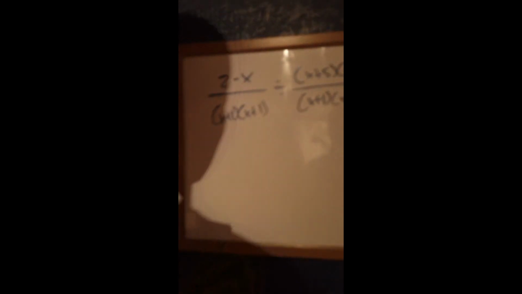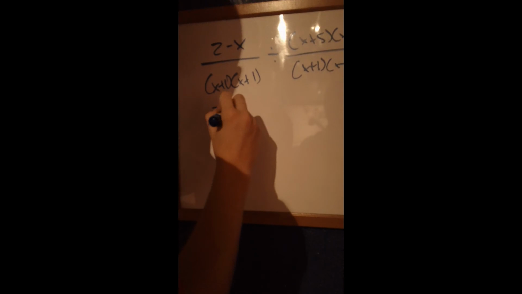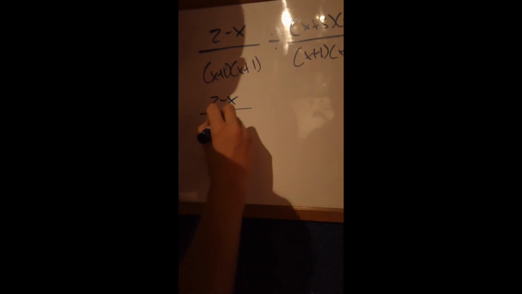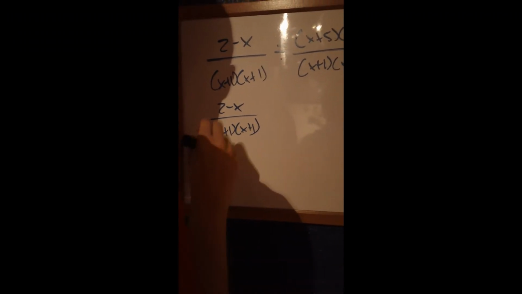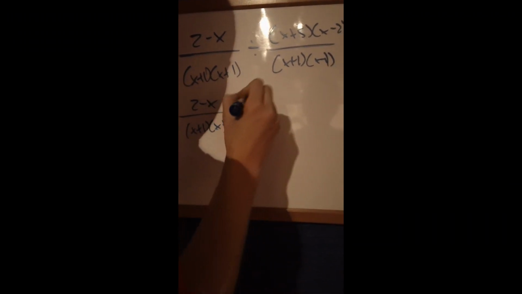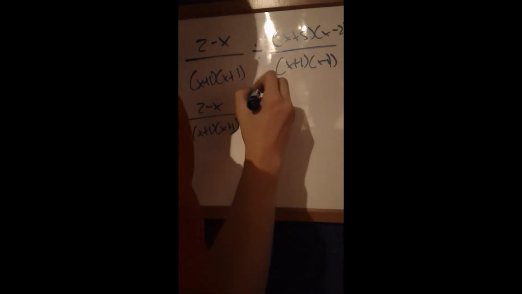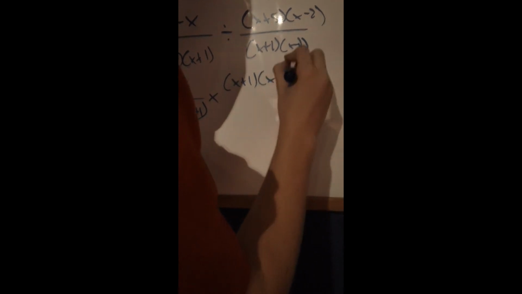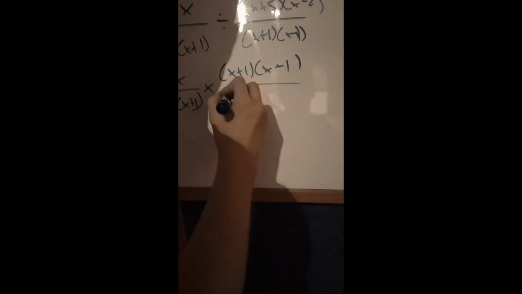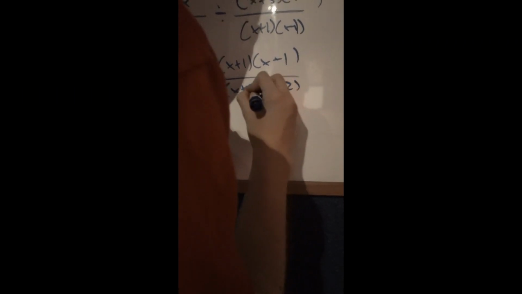Now, if you've ever heard of keep it, change it, flip it, this is what you're going to do. You're going to keep this, 2 minus x over x plus 1 and x plus 1. You're going to change the sign from division to multiplication, and you're going to flip this fraction. So you're going to have x plus 1, x minus 1 in the numerator, and in the denominator you're going to have x plus 5 and x minus 2.